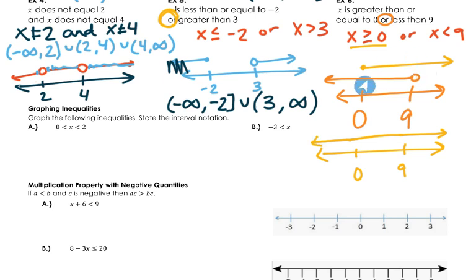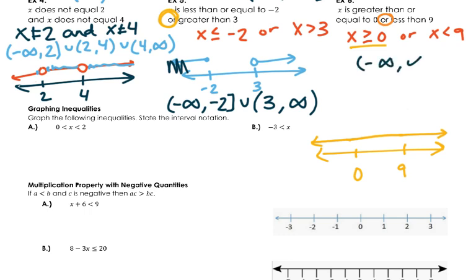So this is your working graph, and this is your final graph. So as you can see on the final graph, we have from negative infinity to positive infinity. So the union of these two sets is actually all real numbers.